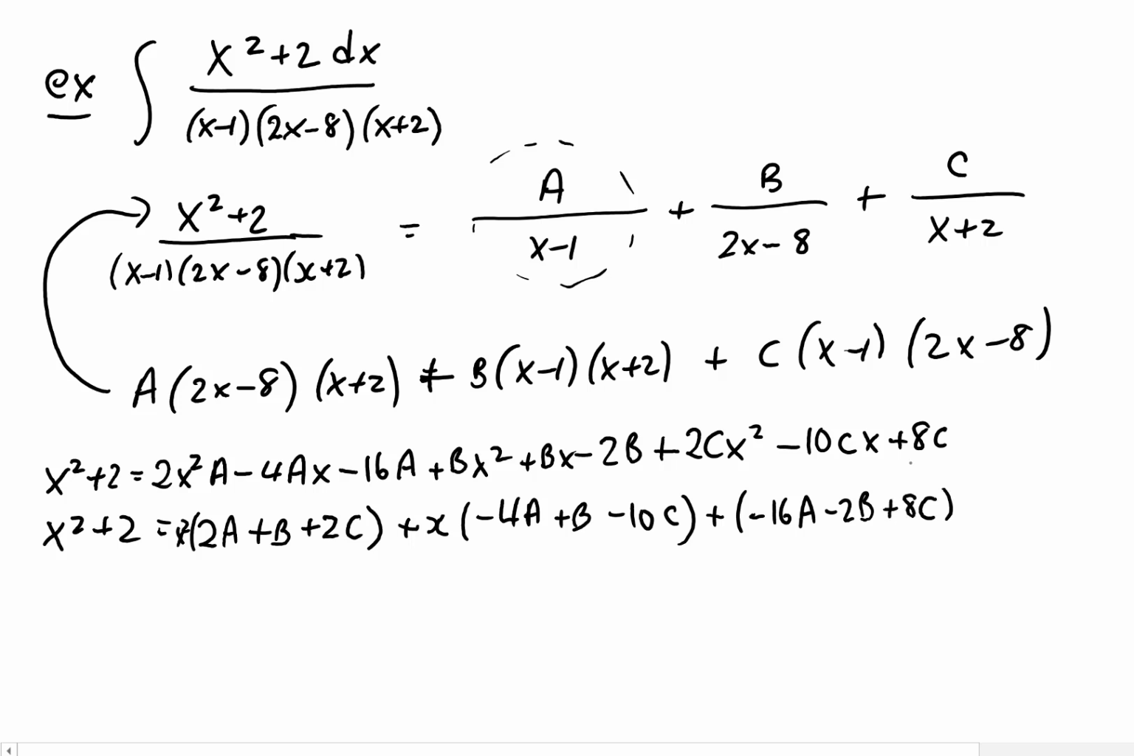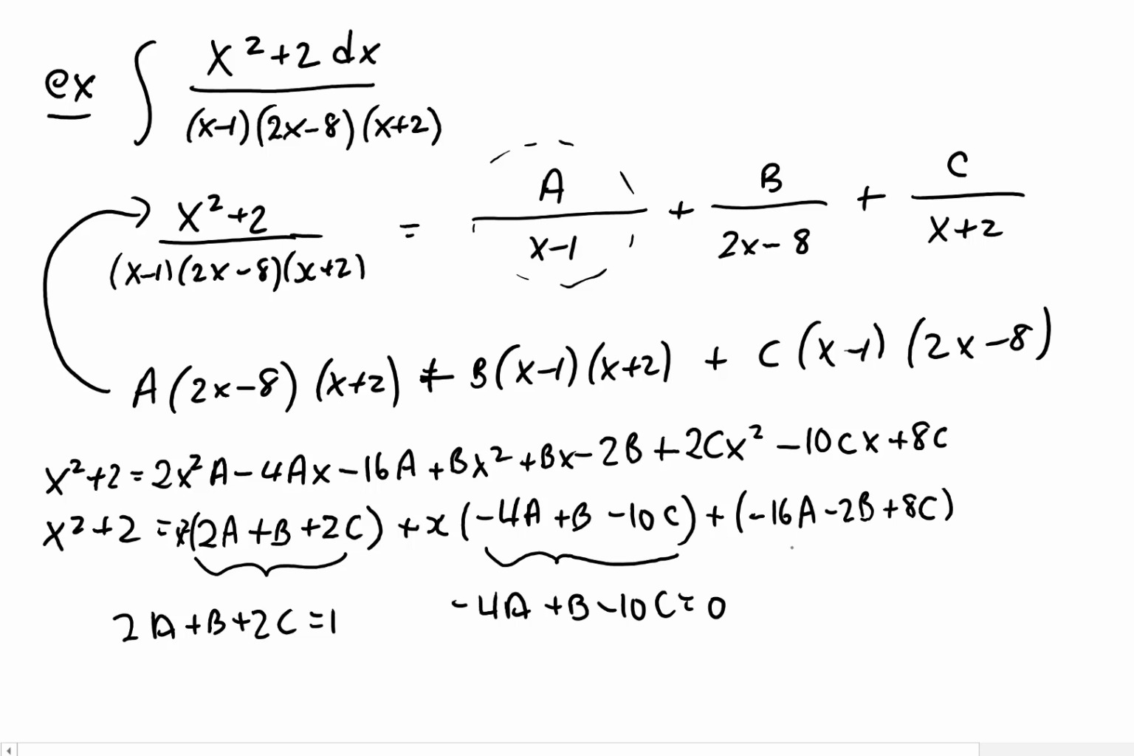And so this first piece has to equal 1. So 2a plus b plus 2c's will be 1. And this second part, well, there's no x's, so this part has to equal 0. Minus 10c, that part will be 0. And then this last piece has to equal positive 2, so negative 16a minus 2b plus 8c will be 2. And so now I have 3 equations and 3 unknowns. I can go ahead and solve this system.